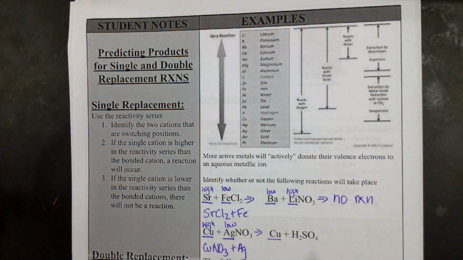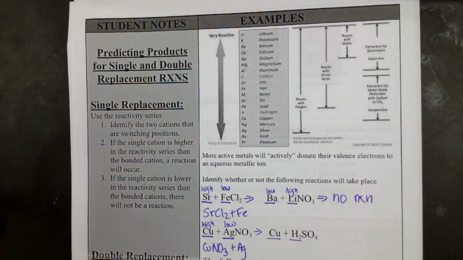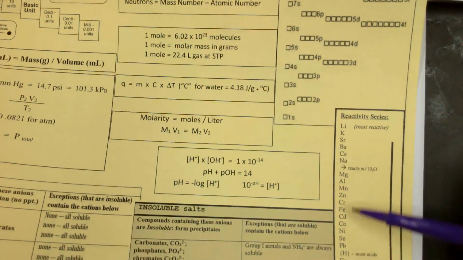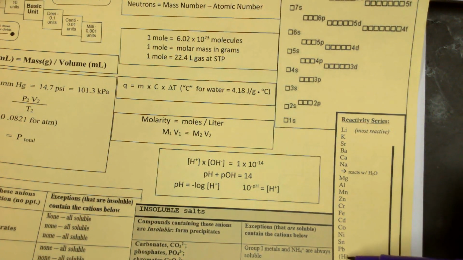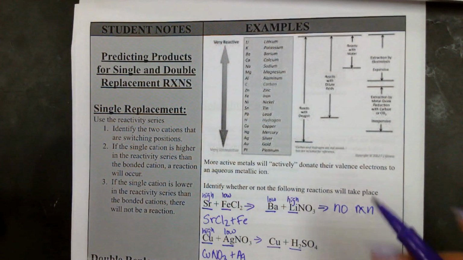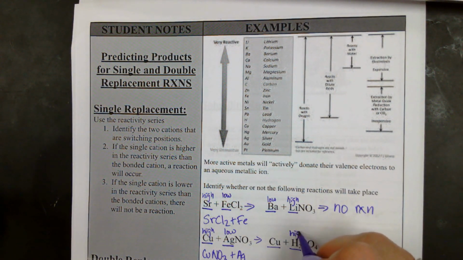Now we have copper and we have hydrogen. I know hydrogen is not a metal, but in many cases, hydrogen is a cation. And in this series, we have hydrogen right here and we have copper right here. So hydrogen is higher. Hydrogen is high, copper is low. So right now, the top dog, the hydrogen, is in the compound.